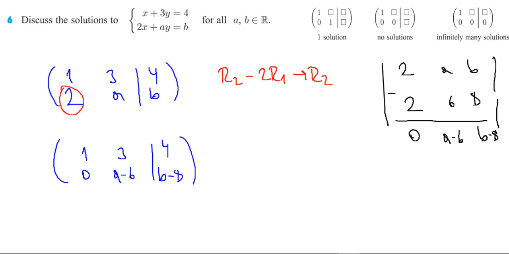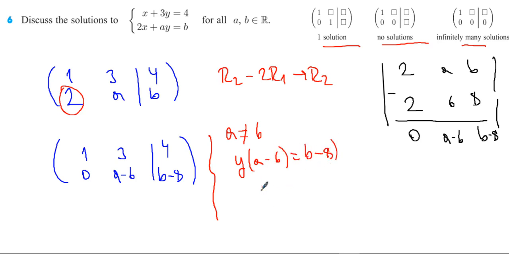Now from here, let's observe. We will consider the cases here. If a is not equal to 6, it will have a unique solution, right? If it was 6, it will be 0, 0, something like this, and then there will be no solution or infinitely many solutions. So if a is not 6, then I will have a unique solution. So what does it mean? y times a minus 6 equals b minus 8. So from here, y will be equal to b minus 8 over a minus 6.